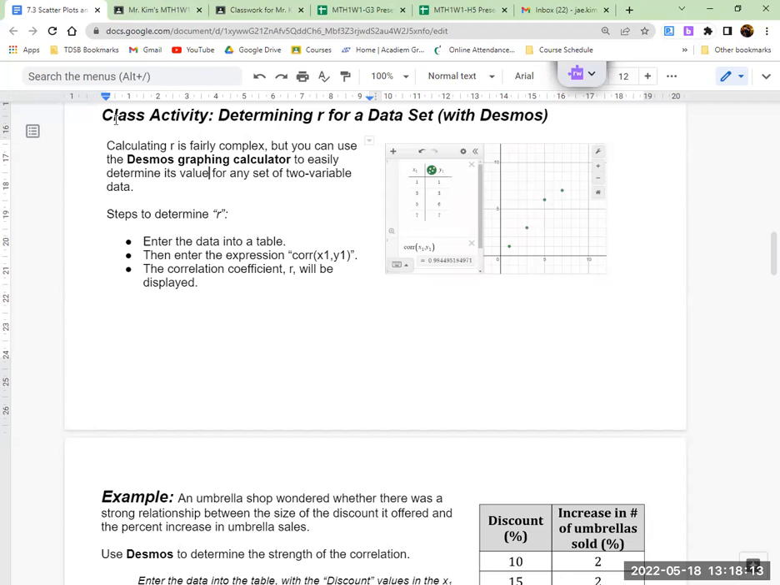Here we go. If you want to follow along with me so that you know how to use it. If you aren't following along with me, make sure you take good notes because you will need this for Friday. Okay.